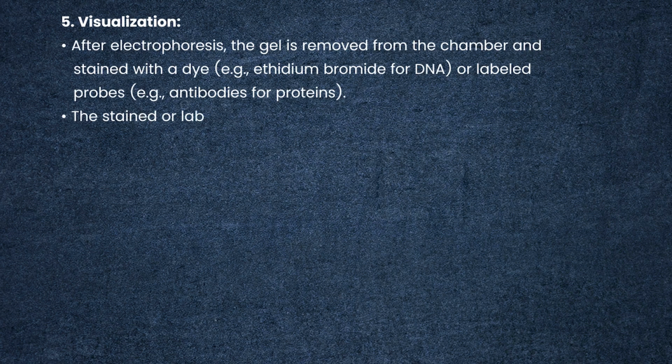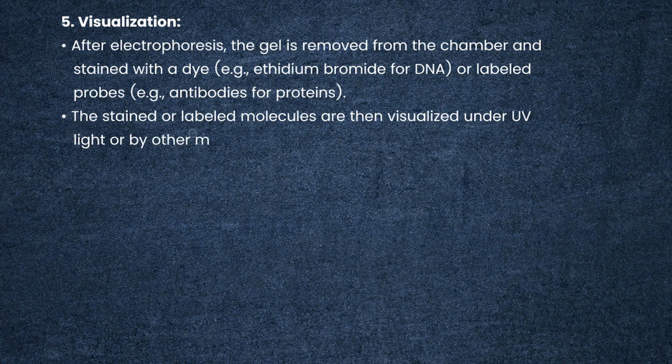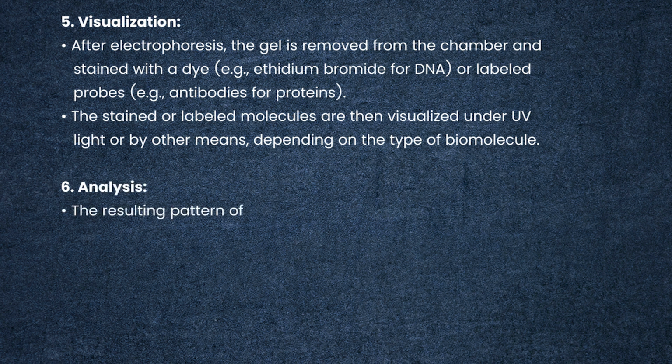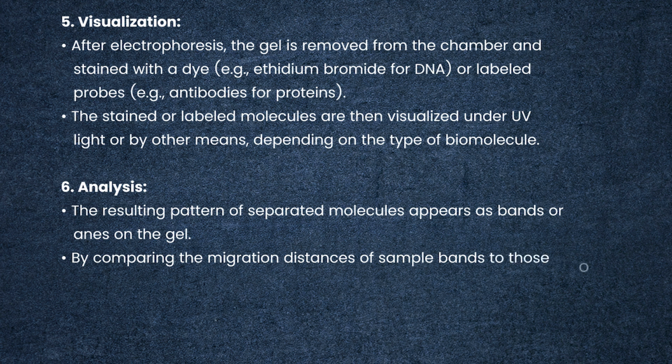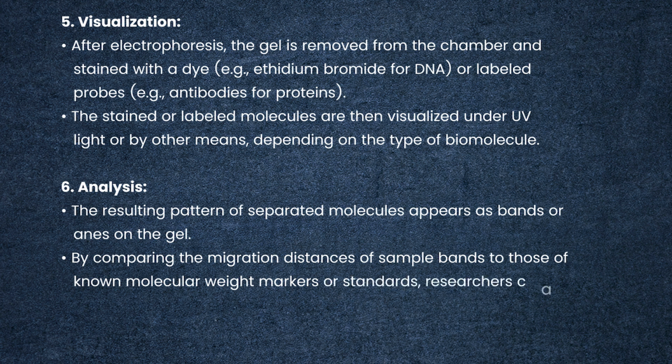The stained or labeled molecules are then visualized under UV light or by other means, depending on the type of biomolecule that you are analyzing. The resulting pattern of the separated molecules appears as bands or lanes on the gel. By comparing the migration distances of sample bands to those of known molecular weight markers or standards, researchers can estimate the size or the molecular weight of the biomolecules.